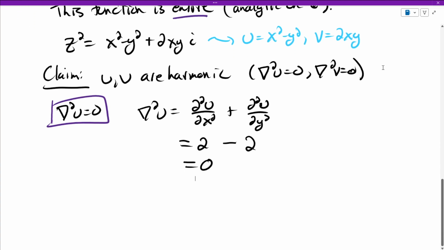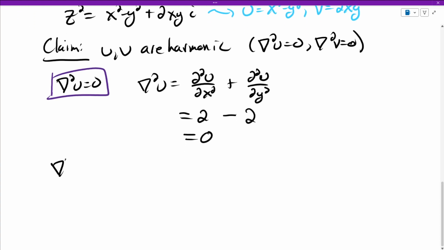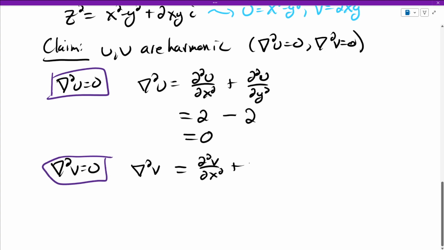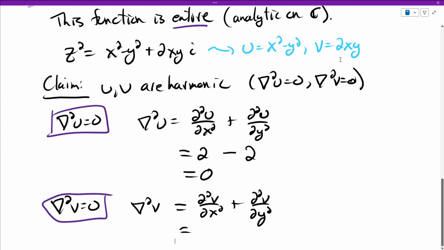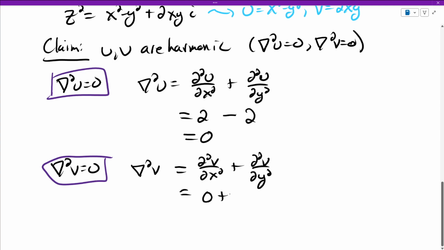Great. It is harmonic. Now let's check nabla squared v is 0. So again, nabla squared v, or the Laplacian of v, is partial squared v partial x squared plus partial squared v partial y squared. Partial squared v partial x squared, what's v? V is 2xy. If we differentiate v once with respect to x, we get 2y, and again with respect to x, we get 0. So both of these are 0. So is it harmonic? Yeah, we get 0. Awesome.